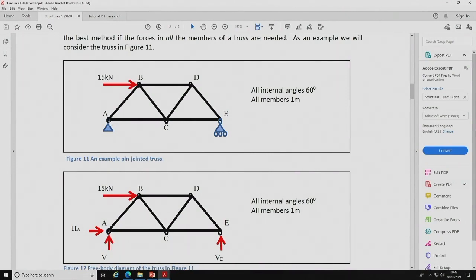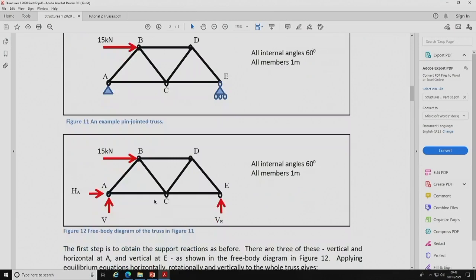You have to come from a known point where there are only two unknown forces, for example, either this point or that point. Because there you have two unknown member forces and one known. So you could either come from E to D and then find out what BD is, or you can first go to A and then go into B and find that out.